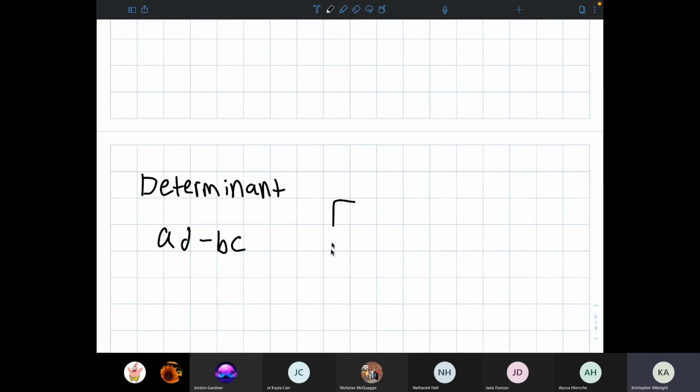So if we have a square matrix, this is where we're getting these letters from.